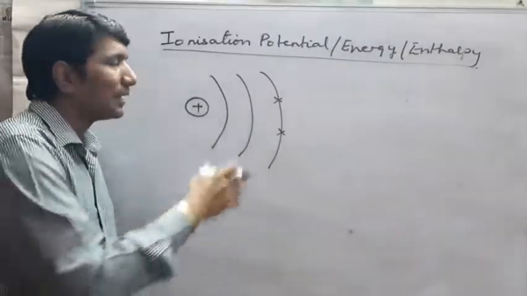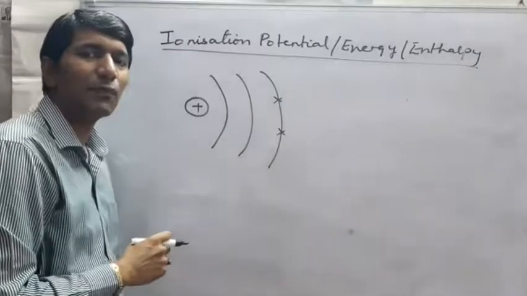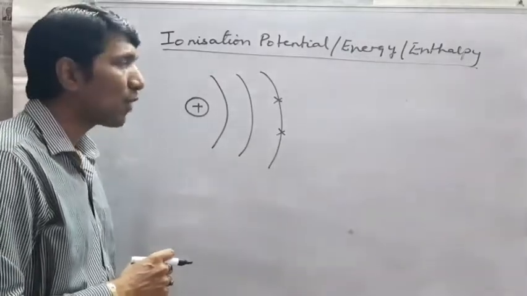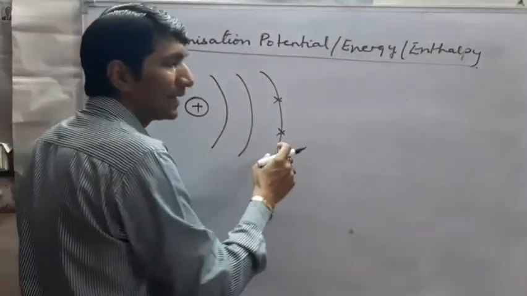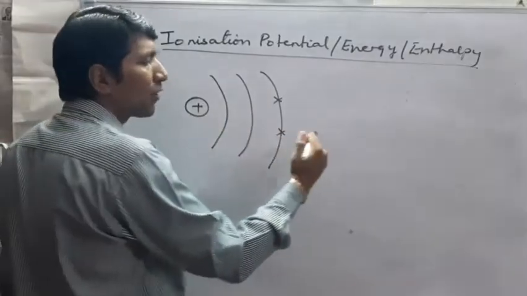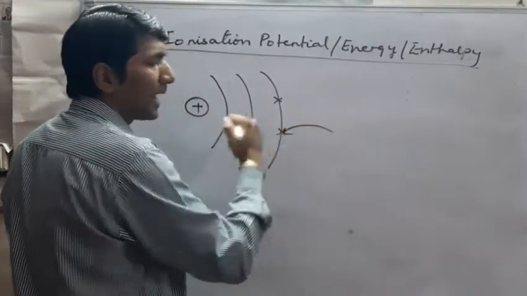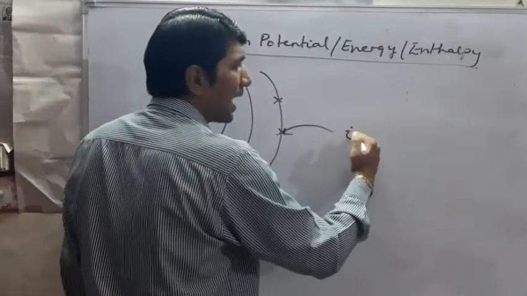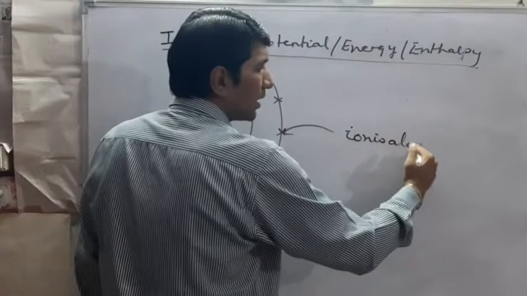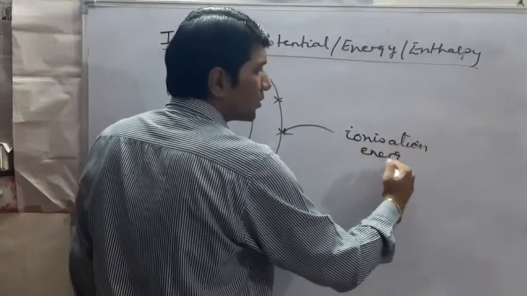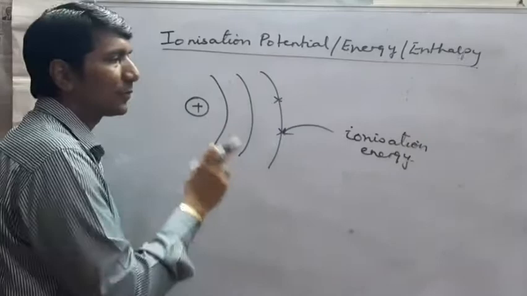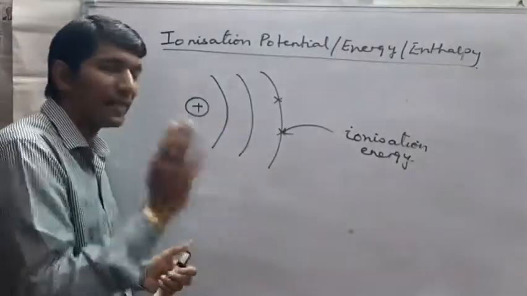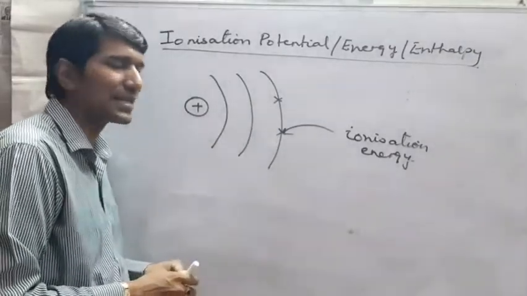Okay, now since these electrons are under the influence of the nucleus, they cannot be removed directly. So what needs to be done is that an extra amount of energy is applied on this electron, which is known as ionization energy. Prima facie, you need to understand that we are talking about an energy which is being utilized, which is being consumed. That energy is known as ionization energy.